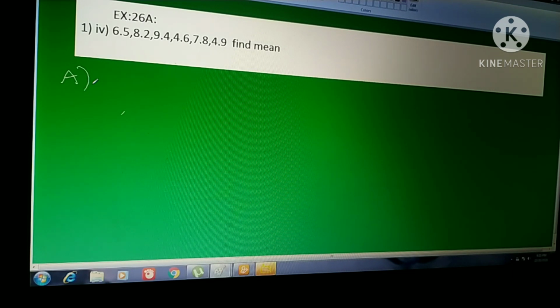These are the values. How many values they have given here? That means how many observations they have given here? 1, 2, 3, 4, 5, 6. 6 observations they have given here. So we have to find the mean of these 6 observations. Now first write down the given values.